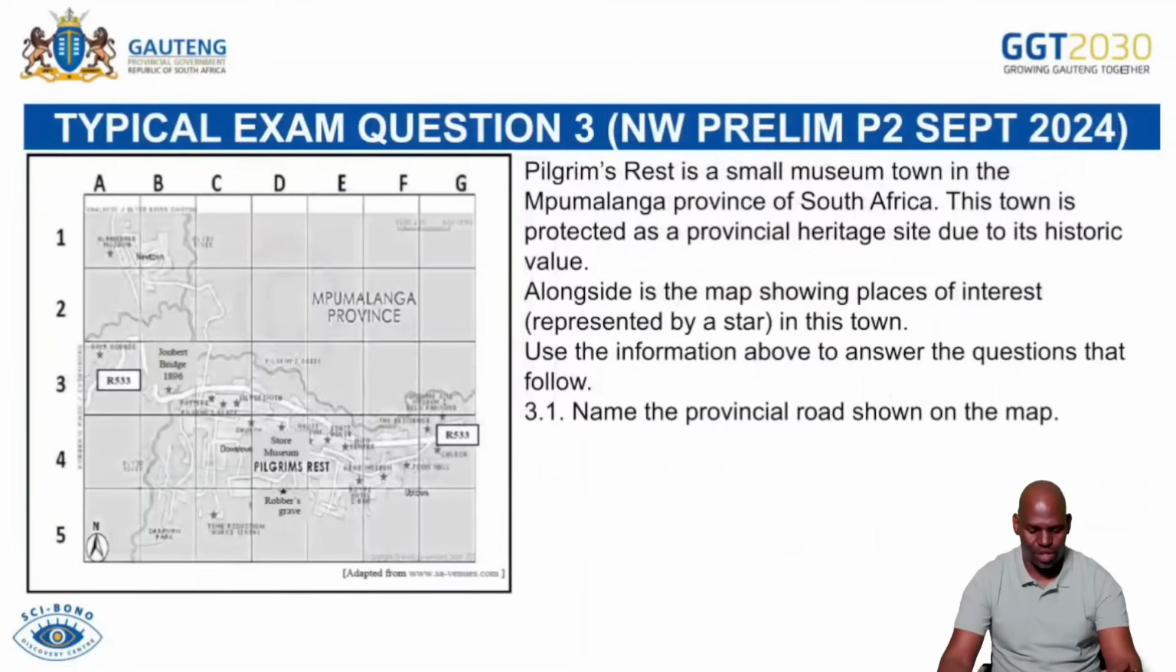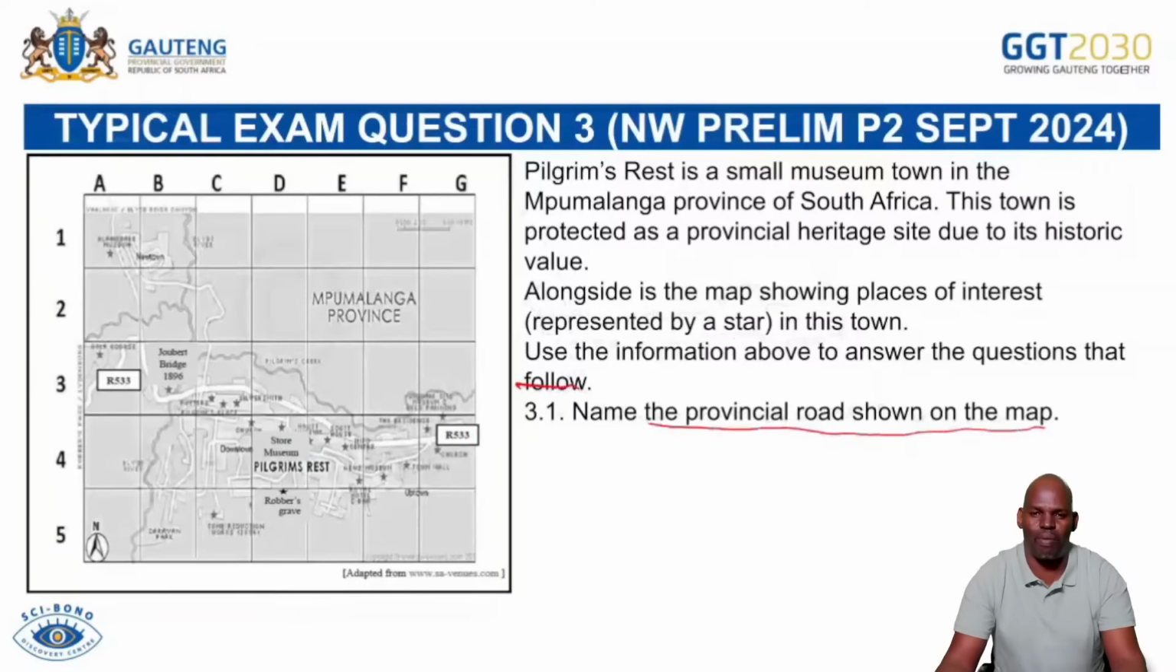Okay, then in this question, the next one is: Pilgrim's Rest is a small museum town in the Mpumalanga province of South Africa. This town is protected as a provincial heritage site due to its historic value. Alongside is the map showing places of interest represented by a star in this town. Use the information above to answer the questions that follow. Name the provincial road shown on the map.